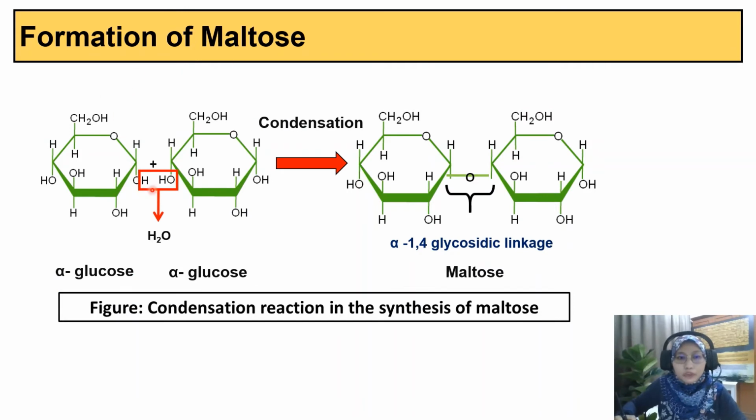This diagram shows how the condensation reaction takes place in the synthesis or formation of maltose. When one monomer of alpha glucose combines with another monomer of alpha glucose, one water molecule will be removed from carbon number 1 of the first alpha glucose and from carbon number 4 of the second alpha glucose. The process is known as condensation, which involves the removal of a water molecule, and the product is known as maltose. The bond that links the two monomers is known as alpha 1,4 glycosidic linkage.